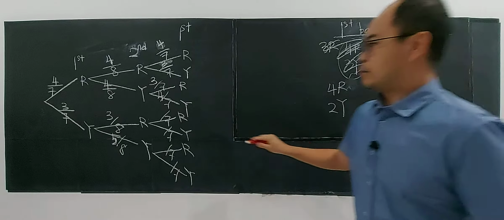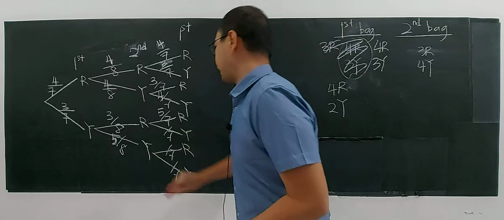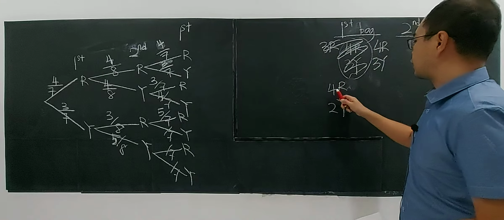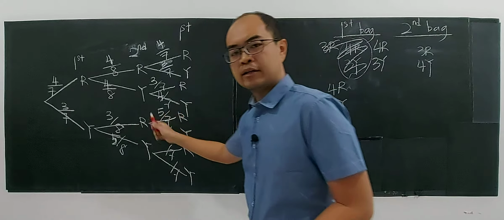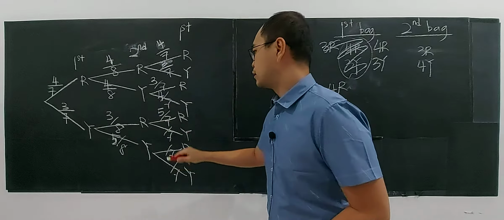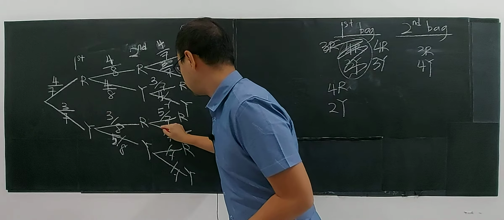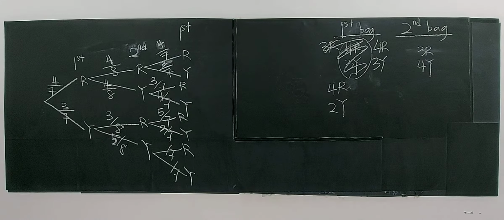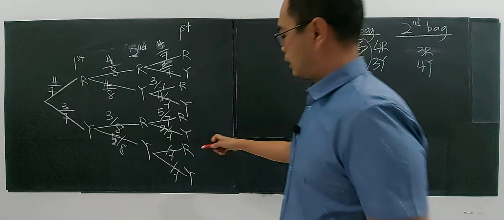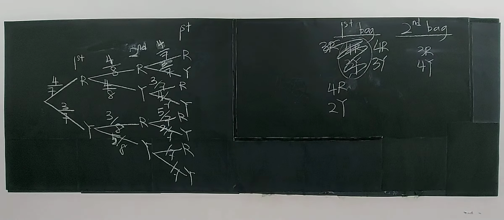Why? Because the red becomes an extra 1, right? It's supposed to be 4 red, now it becomes 5 red. But the yellow that was taken out was never replaced back. So that's why from 3 yellow it remains 2 yellow. Alright, hope you understand the process. So 5 red, 2 yellow.